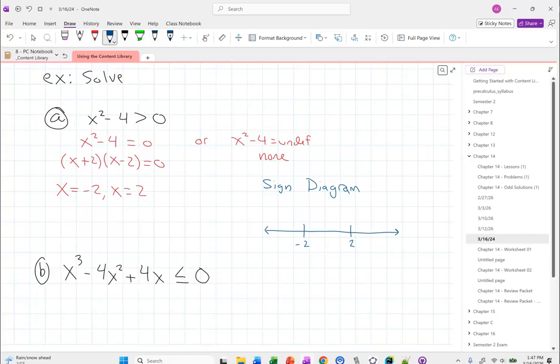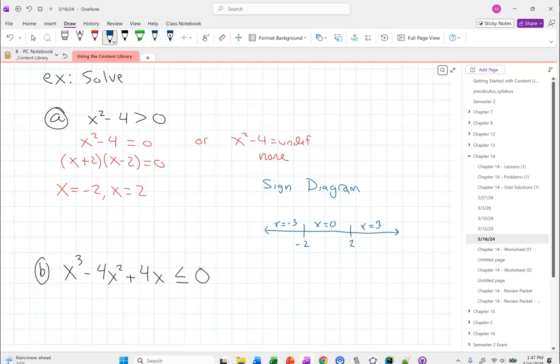So less than -2, I'm going to pick -3. Between -2 and 2, I'm going to pick 1 or 0. Bigger than 2, I'm going to pick 3. Is everybody okay with the test values?